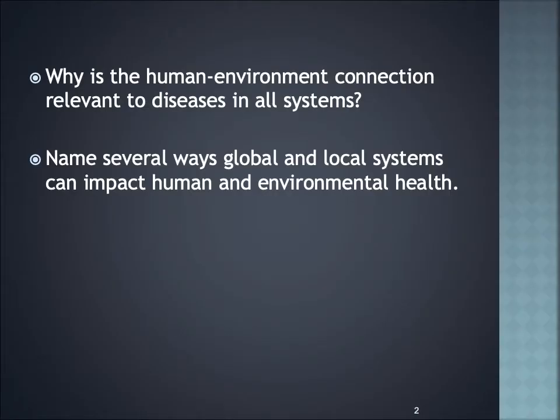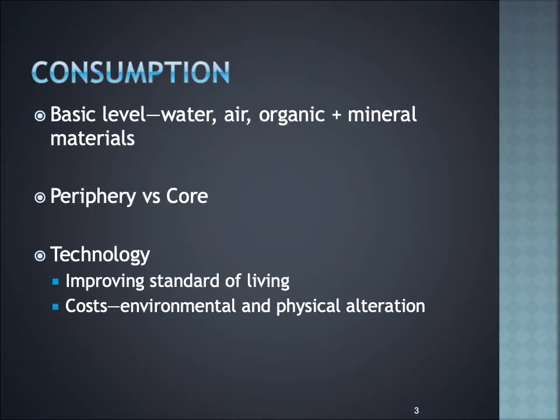So, a couple things I want you to be thinking about as we work towards wrapping up. We want to think about the connection between people and the environment and its relationship to diseases and the way that different systems interact. I also want you to be thinking about the role of consumption. So how are we consuming resources that are available to us? What kind of access do we have to those resources? Do we live in a core country, a semi-peripheral country, or a peripheral country? What is the relationship between those particular countries on an economic scale? And then the role of technology.